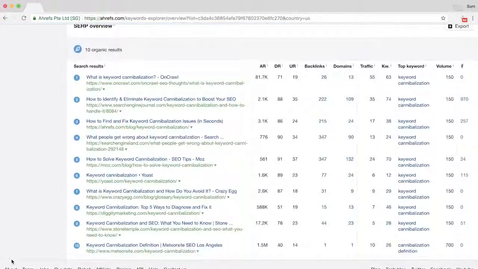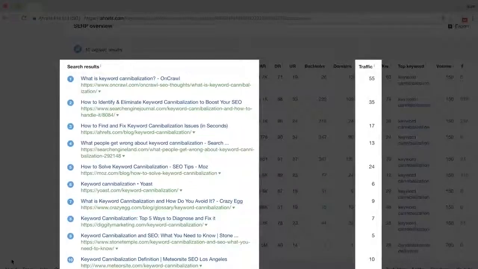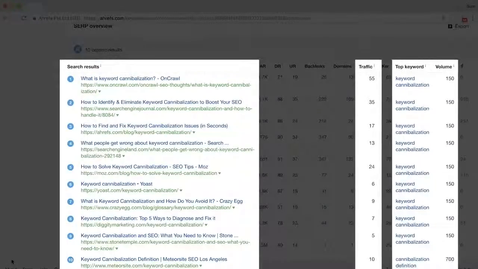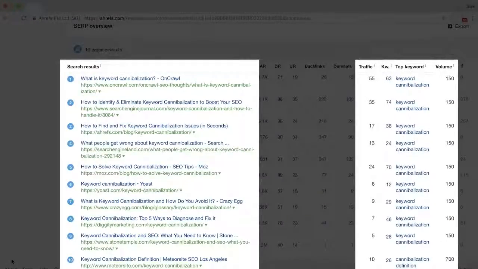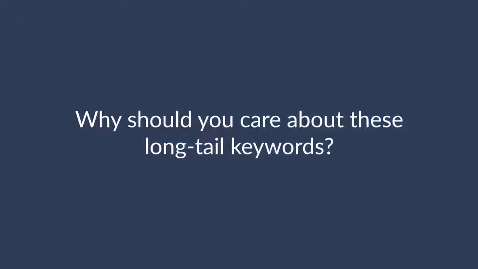Scrolling down to the top 10 SERP, you'll see that the top ranking pages get significantly less traffic than the suggested search volume, and none of the pages rank for a particularly large number of keywords. The topic of keyword cannibalization doesn't fit into a larger topic. It's a topic in itself, and the long tail keywords within it happen to be much smaller than broader topics like weight loss. So why should you care about these long tail keywords?